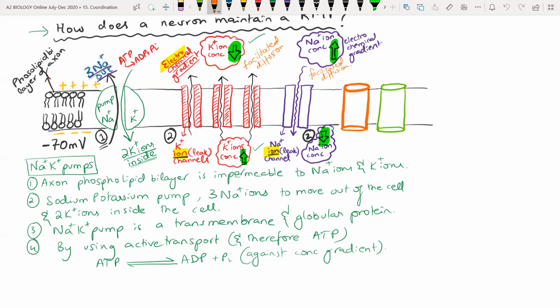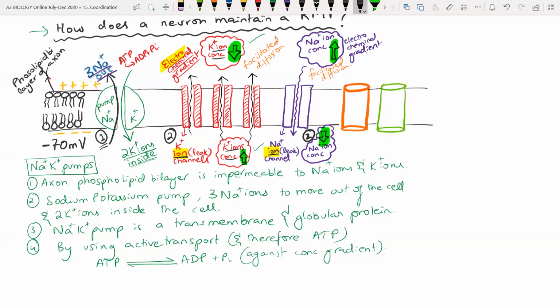Now you see, I get confused while explaining, so while writing you have to be very careful. Potassium ions, their concentration is higher right here on the inside. See this. And it's lower on the outside. Therefore, the direction is from within the cell to the outside, down their electrochemical gradient by facilitated diffusion.